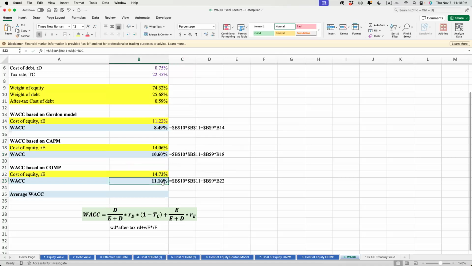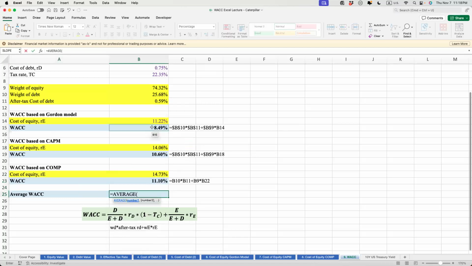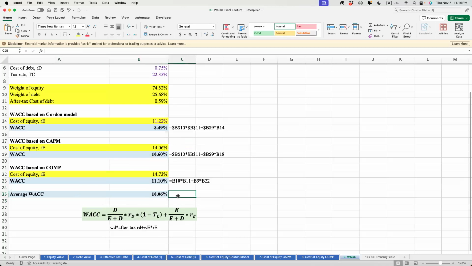Here, same idea. I'm going to redo this one more time. This is equal to the weight of debt multiplied by the after-tax cost of debt, plus the weight of equity multiplied by the cost of equity. And you get the WACC for this specific estimated cost of equity. Then what you can do is take an average of all 3 to get the weighted average cost of capital. So you grab the 3 and take an average here. The average WACC will be this 10.06%.